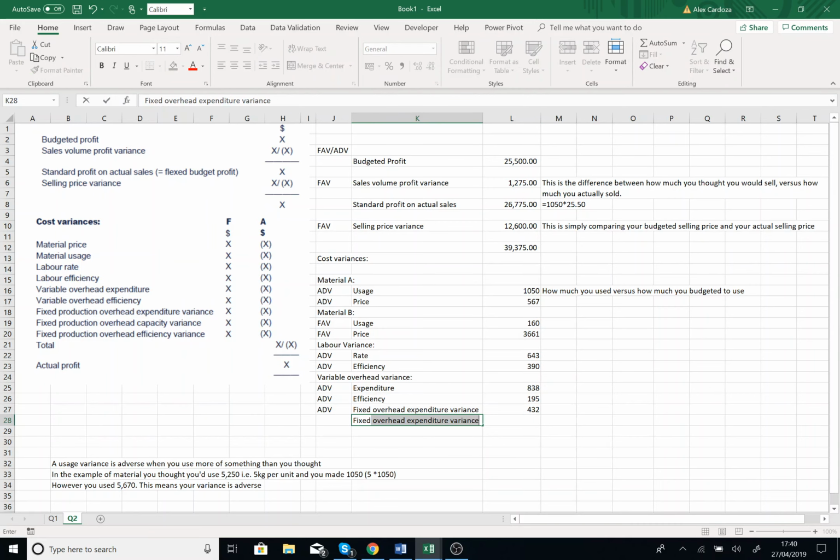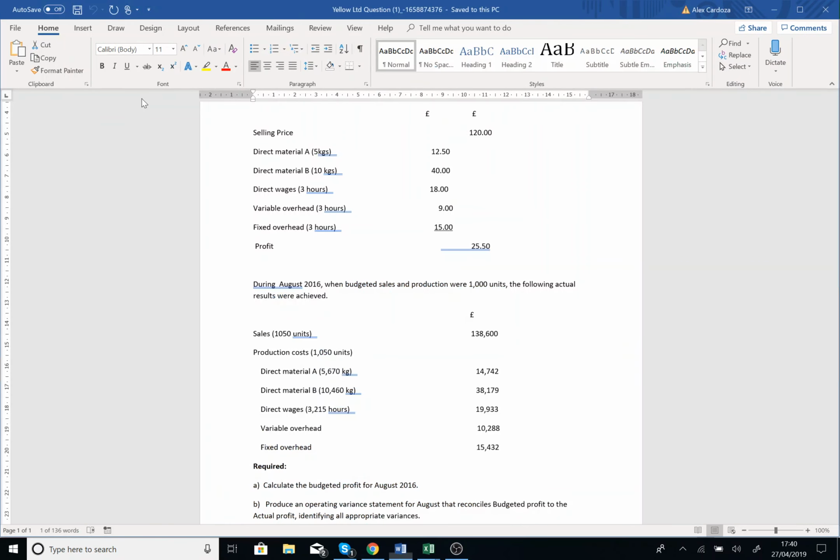And then fixed overhead volume variance. As I said before, this is going to be favorable because it can't not be. Because you've got 15,000, you were going to spend 15,000 over 1,000. You actually spread it over 1,050, meaning you've got a positive variance.